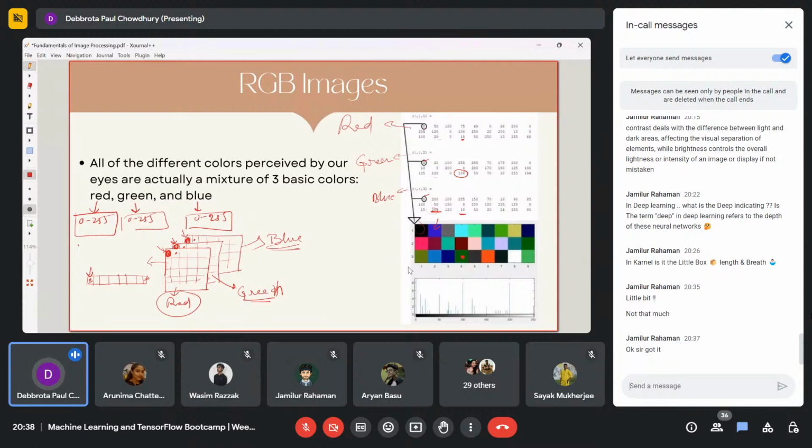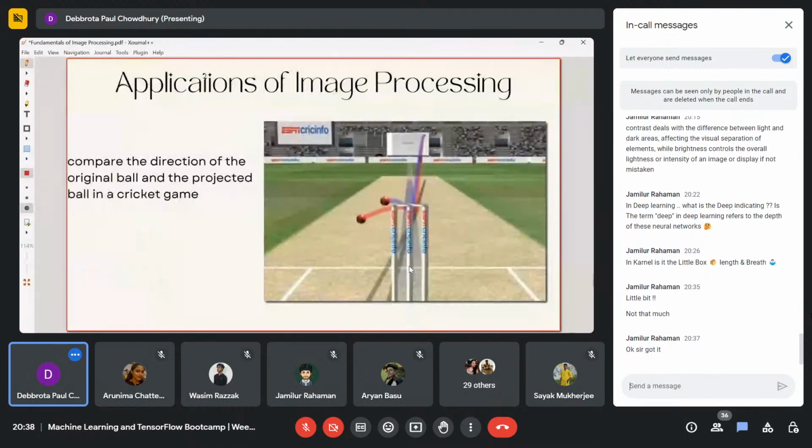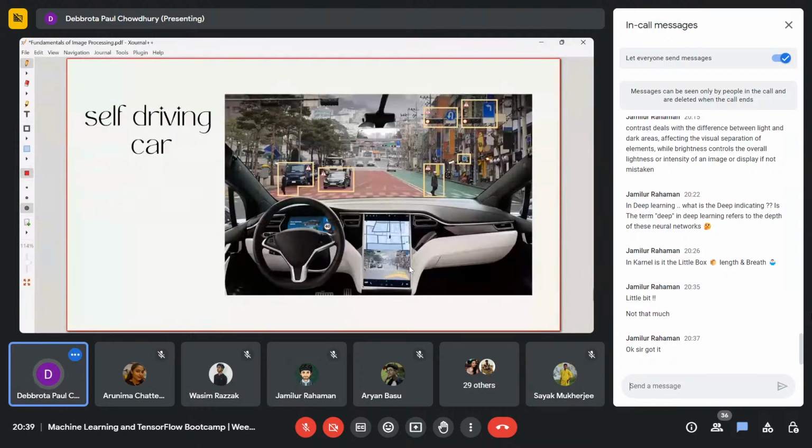So this is RGB image. Now let's talk about some applications in cricket. In the game of cricket, we have seen many times that we compare the direction of the original ball with the projected ball. So there they use the concept of image processing, right?